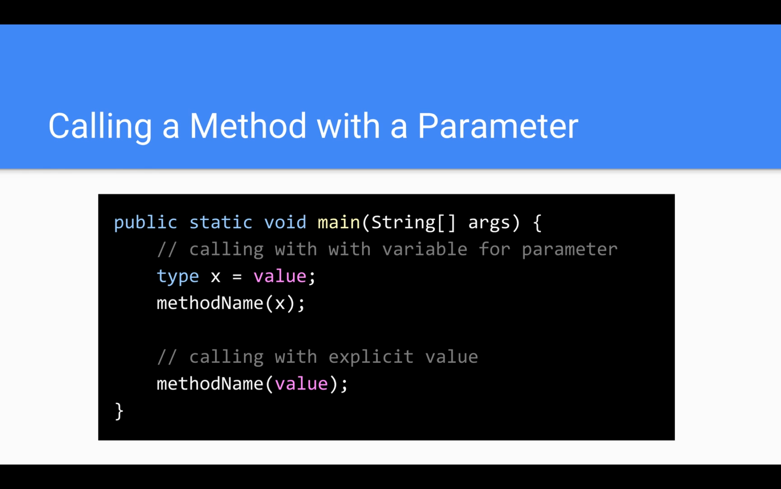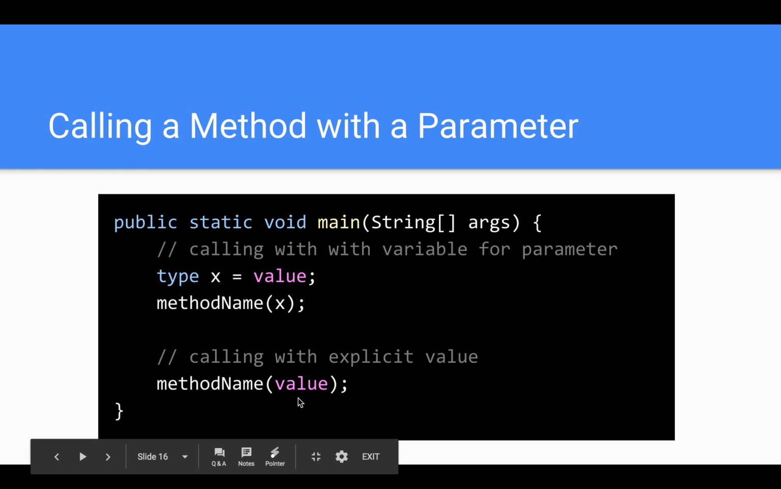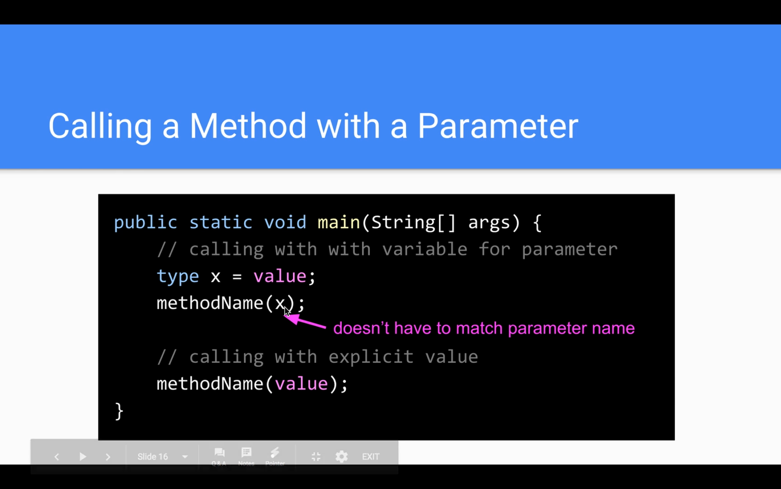Calling a method with a parameter. So now you can call the method by method name and then passing it in another variable, or by passing it a value explicitly. And this variable name doesn't have to match the parameter name, it just has to match the type.